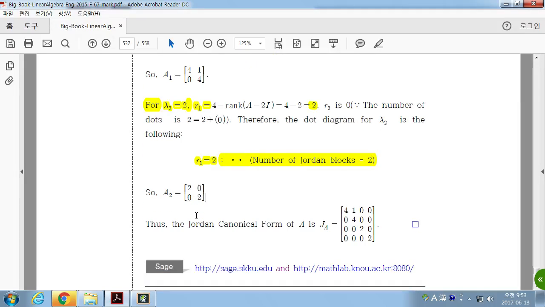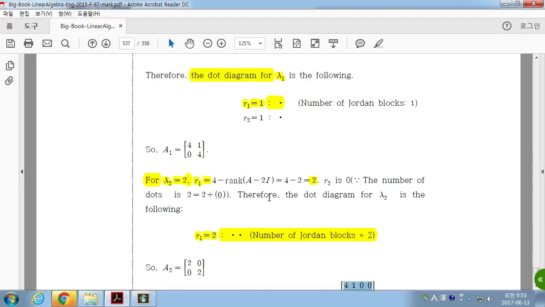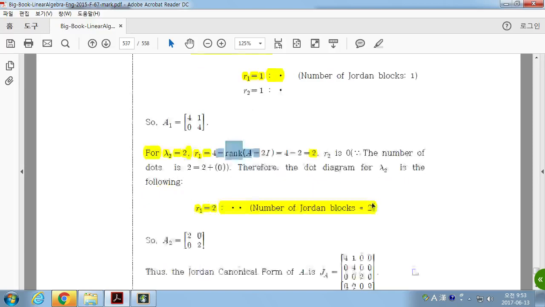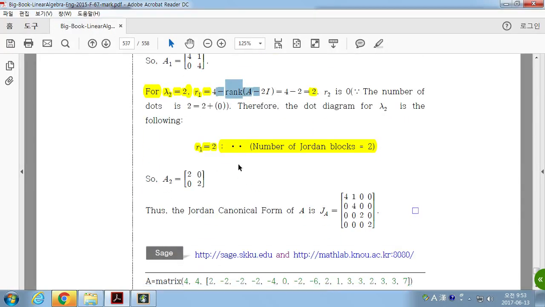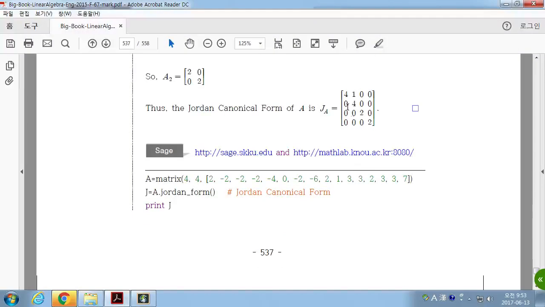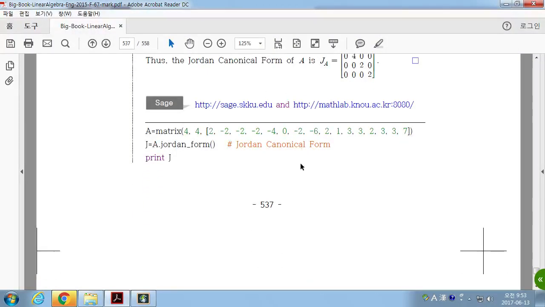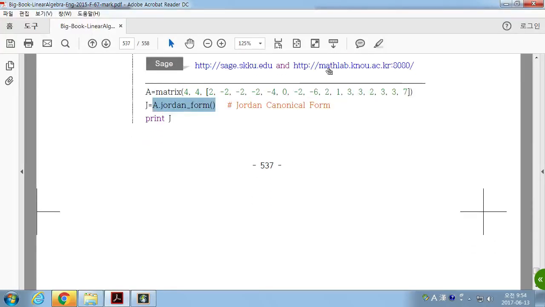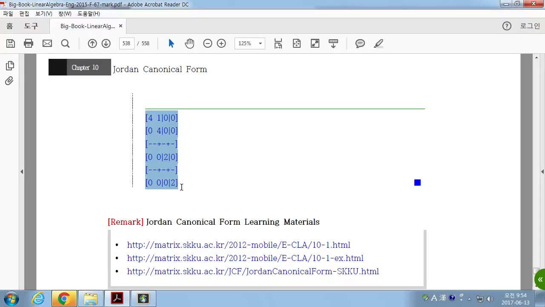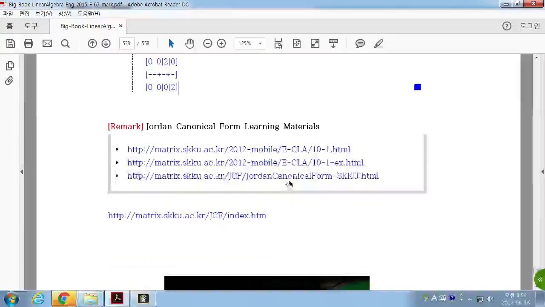Okay, so we have two Jordan blocks like this. We have A1 like this and A2 like that. The direct sum of these two will give us a Jordan canonical form of that matrix. So if we can compute these, then we can easily draw the dot diagram, and from there we can draw the Jordan canonical form. This can be coded with this command. For a given matrix, if we check our solutions, then we will have this, which is the same as what we found.